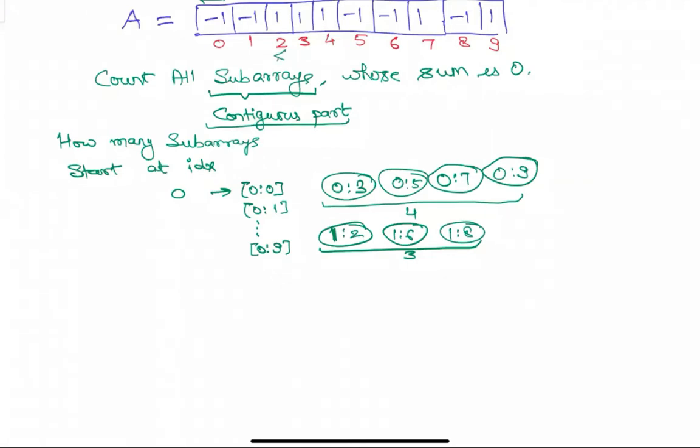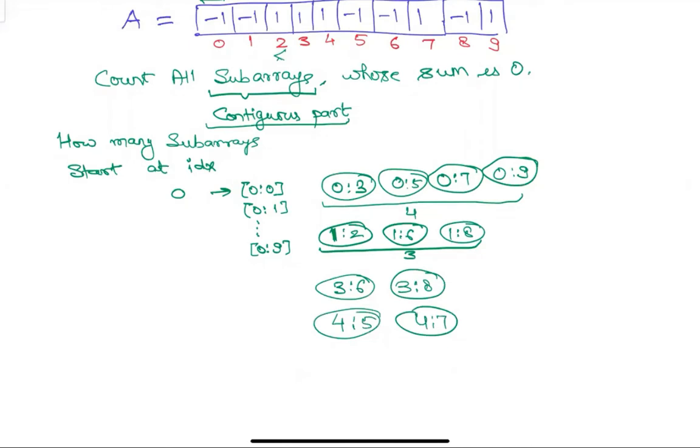What about starting at index 3? 3 to 6, we have. And 3 to 8 also. Okay, 3 is done. Starting at index 4? 4 to 5, 4 to 7, and 4 to 9 also. Okay.